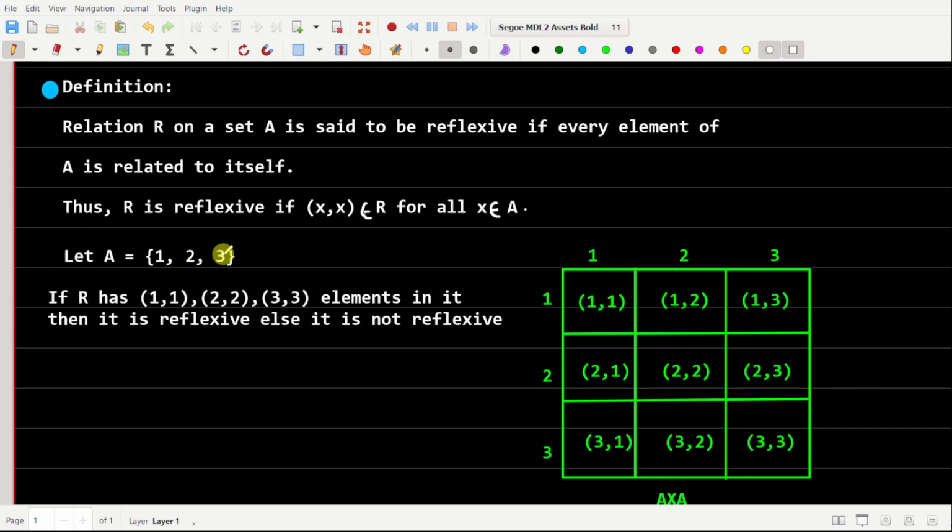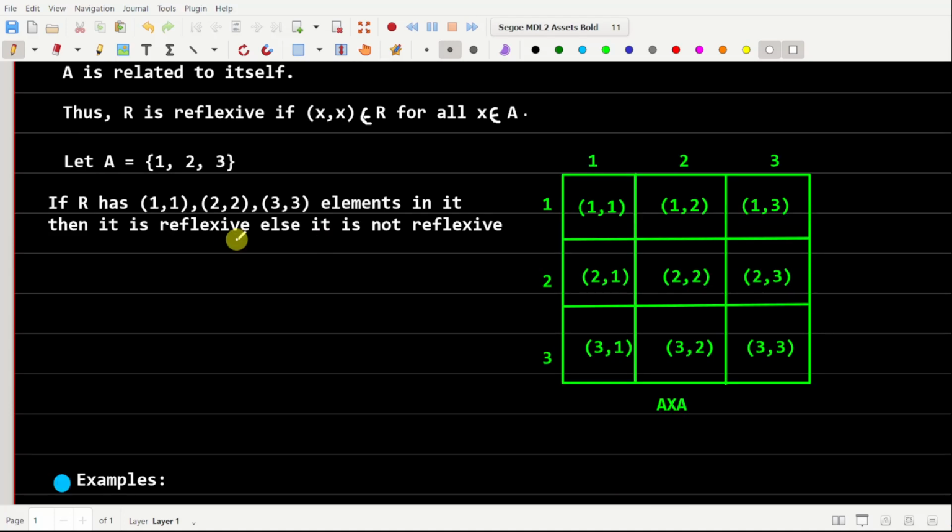Let I have got A as the set {1, 2, 3}, right? It has got three elements in it, 1, 2, 3. So I have drawn a matrix of the universal set A cross A. A cross A is the universal set. So this is the matrix representation, in order to make the understanding easy. So this is the first element of A cross A, (1,1), (1,2), (1,3), then (2,1), (2,2), (2,3), then (3,1), (3,2) and (3,3), right?